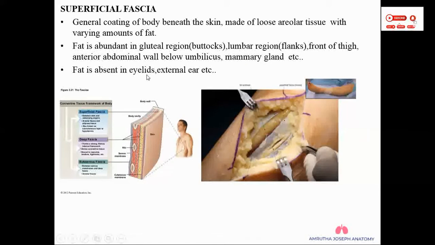And there are some areas where you will not see fat in the superficial fascia. They are the eyelids. Your eyelid does not have any fat. The external ear also does not have any fat in the superficial fascia.